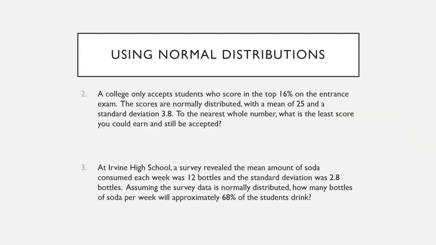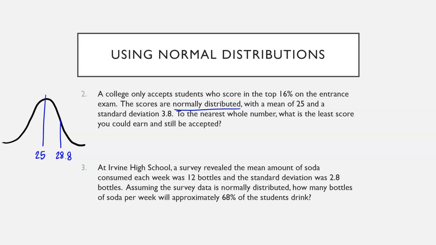Example 2. A college only accepts students who score in the top 16% on the entrance exam. The scores are normally distributed with a mean of 25 and a standard deviation of 3.8. To the nearest whole number, what is the least score you could earn and still be accepted? I recommend starting off with the normal distribution curve because we're told that the scores are normally distributed. The mean is 25 and the standard deviation is 3.8.